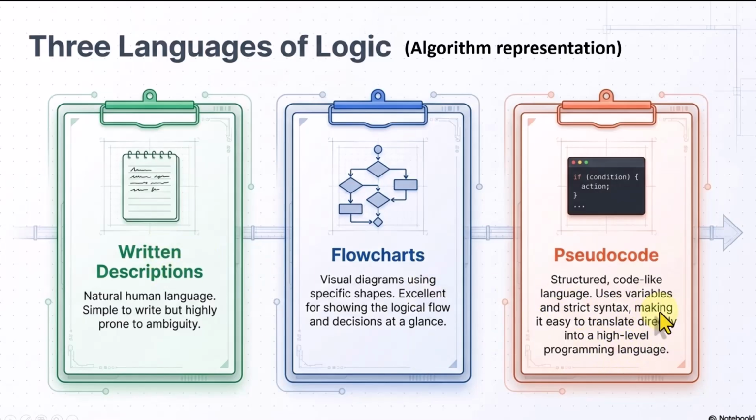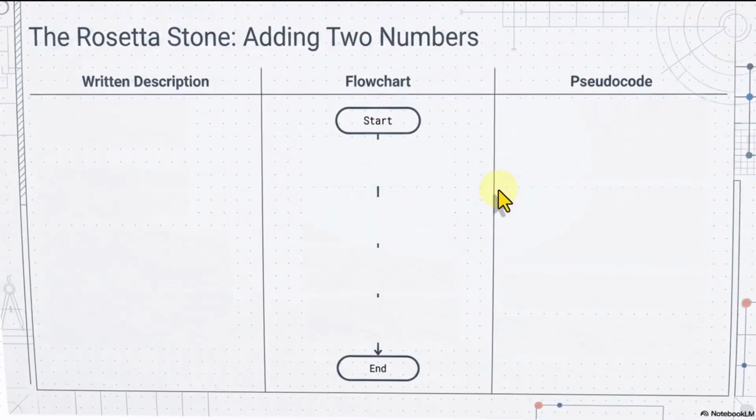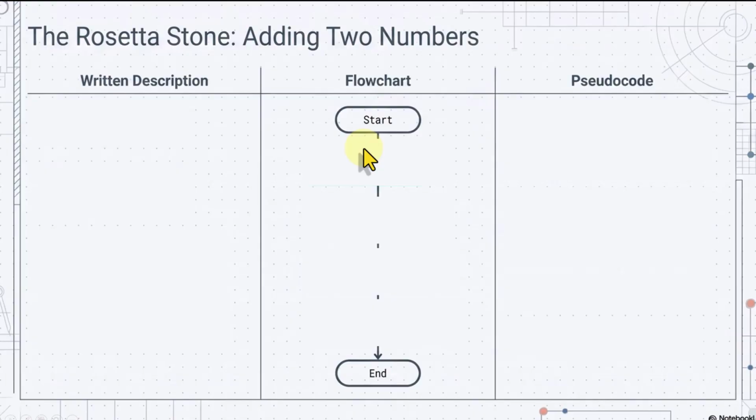So it makes it easy to translate directly into high level programming languages. It is like code, though not exactly that. Before coding, it can be used to design the solution and communicate the solution between team members. So there are three different ways to represent algorithms. Here we have an example of adding two numbers in written description, flowchart and pseudocode.